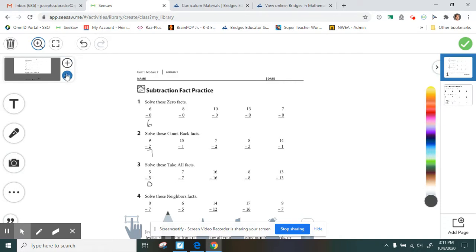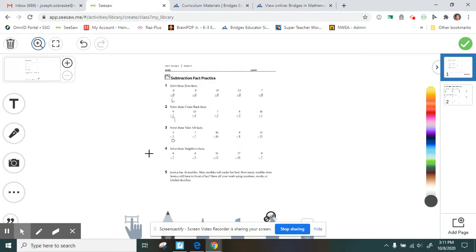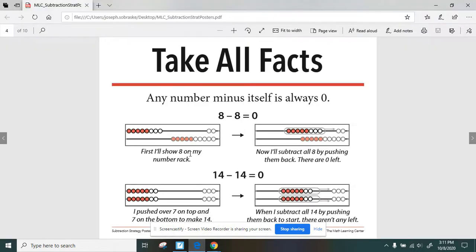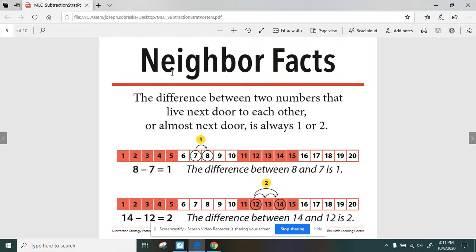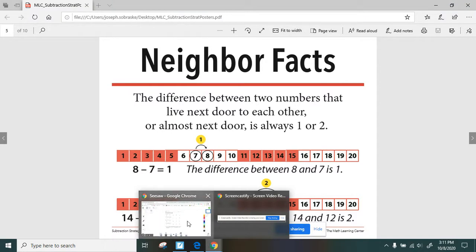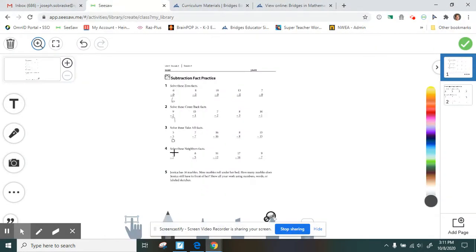Solve the neighbor facts. The neighbor facts, remember, are the difference between two numbers that live next door to each other, or almost next door, is always 1 or 2. So for example, 8 minus 7, well, I know that the difference between 8 and 7 is just 1, right? Or 14 and 12, I know that 12 is so close to 14, it just takes 2 to get there. So the difference is 2. So we're going to take a look at these. Solve the neighbor facts. 8 minus 7 is 1.